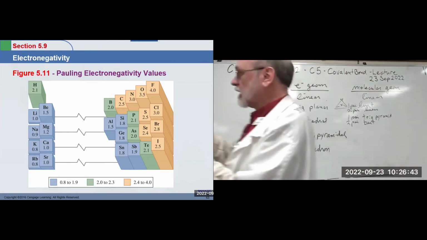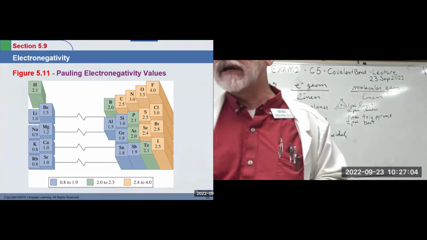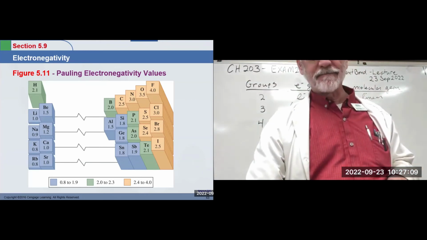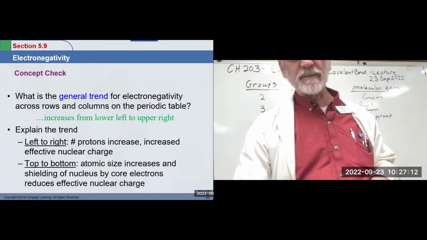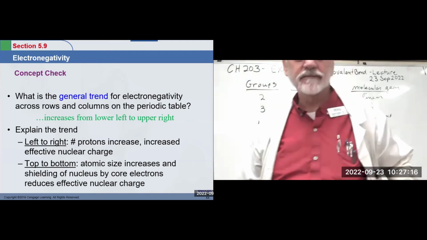But the trend is from lower left to upper right is increasing electronegativity. Okay, so that's why metals tend to give up electrons and nonmetals tend to attract electrons. Okay, for this course, that's probably about as deep as we're going to go. Well, I spoke too soon.